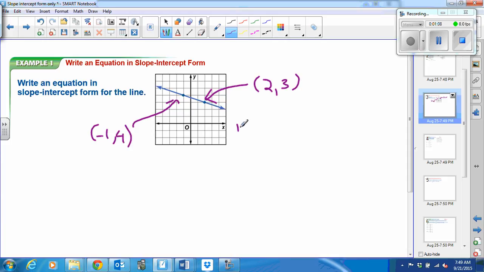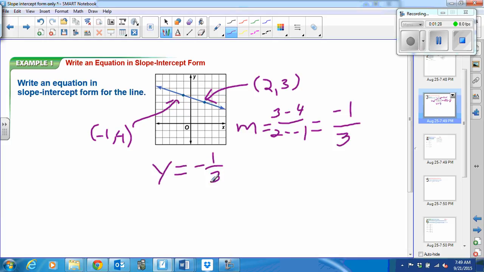So let's first find the slope of this line. So the slope is going to be 3 minus 4 over 2 minus -1, or 2 plus 1. So we get -1 over 3. So our slope is -1/3. So let's plug in what we know. So y equals -1/3 x, and we're not sure exactly what the intercept is yet.